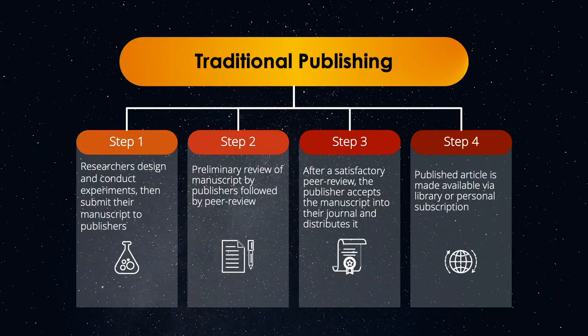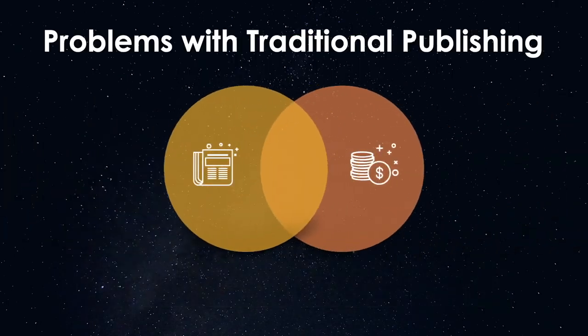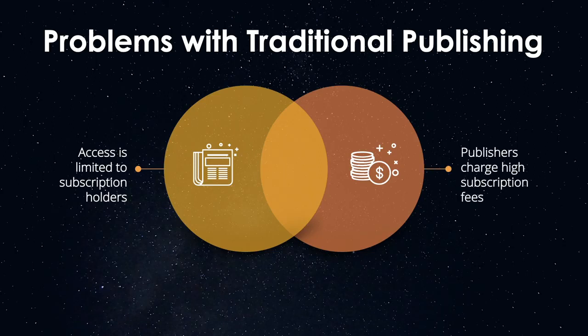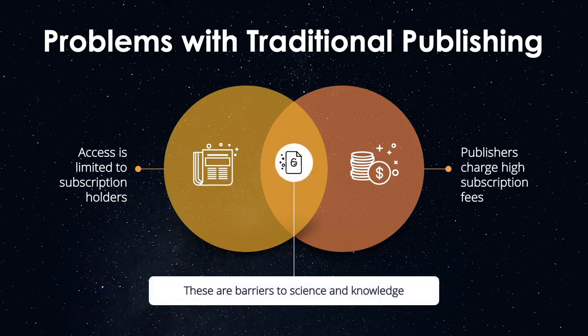The published article is then made available to other researchers via journal subscriptions from libraries or personal subscriptions. Unfortunately, there are two major problems with this model. Firstly, access to research is limited to subscription holders, and secondly, the publishers charge high subscription fees. This lack of access to research hinders both the progress of science and advancement of knowledge in academia.